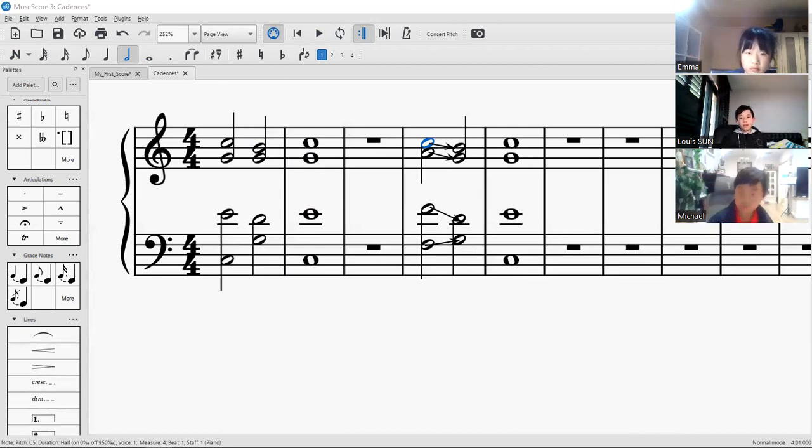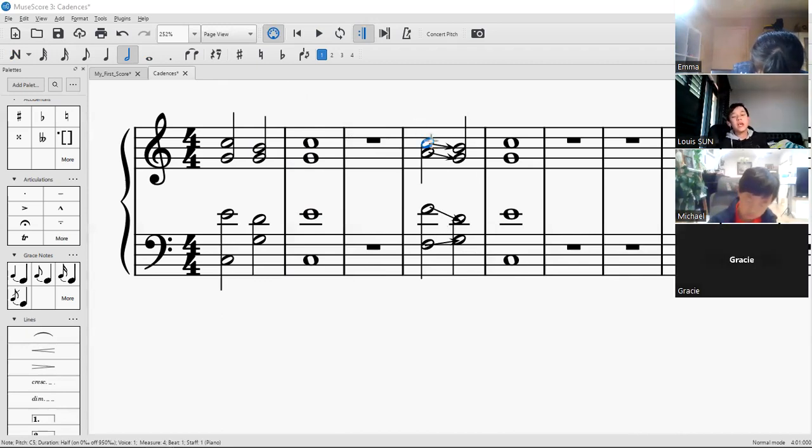Gracie, you're back. Gracie, I was just explaining where, when you precede a perfect cadence with 4, you have to make sure that every single voice goes down, and only the bass goes up. Gracie, can you hear me?